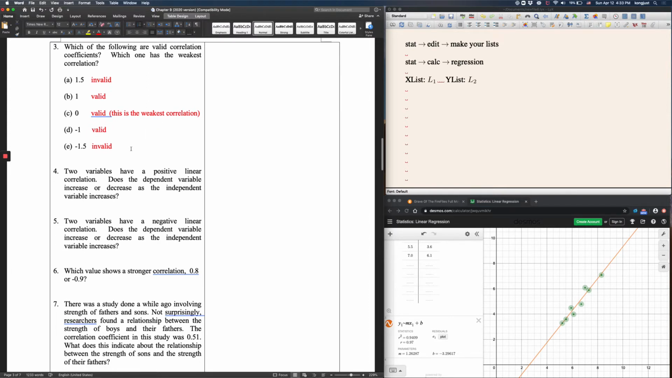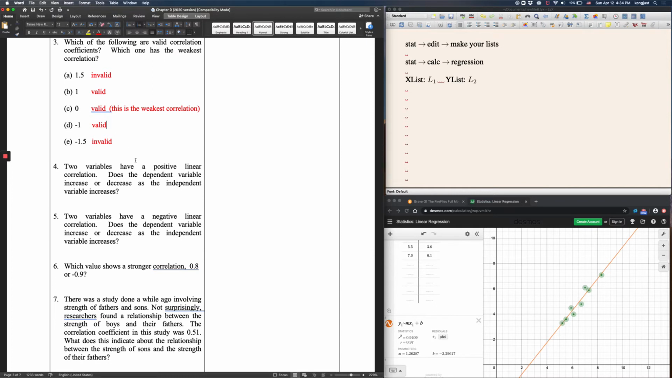Okay, moving on. Number 4. Two variables have a positive linear correlation. Does the dependent variable increase or decrease as the independent variable increases? Also, the question is kind of flipped a little bit. Normally you say, does the independent variable increase or decrease as the dependent variable? Oh no, this is right. Dependent variable, that's your y variable. I keep saying this wrong. Okay, let's start this whole thing again.